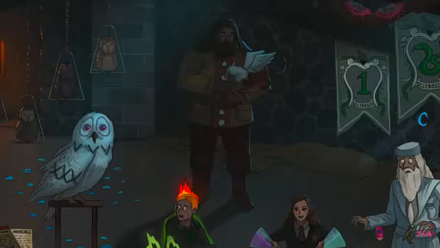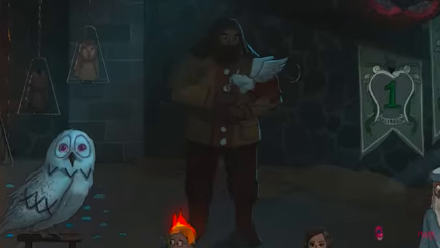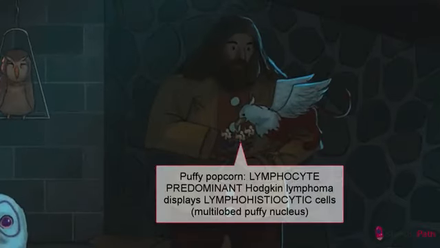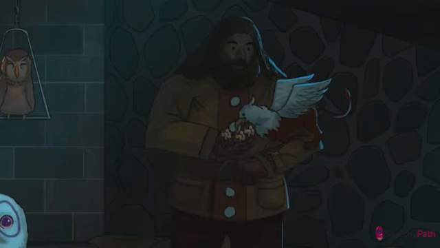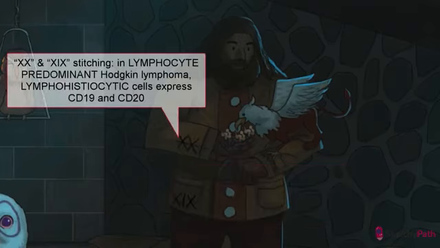So expect the lymphocyte-predominant type of Hodgkin lymphoma to test negative for CD15 or CD30, common markers of classic Hodgkin lymphoma. The lymphocyte-predominant subtype has its own special variant of the Reed-Sternberg cell, actually, called the lymphohistiocytic cell. These cells have a delicate, multi-lobed, puffy nucleus that looks like an exploded popcorn kernel. Instead of CD15 and CD30, these lymphohistiocytic popcorn cells express CD19 and CD20. See what we did with the stitching there?